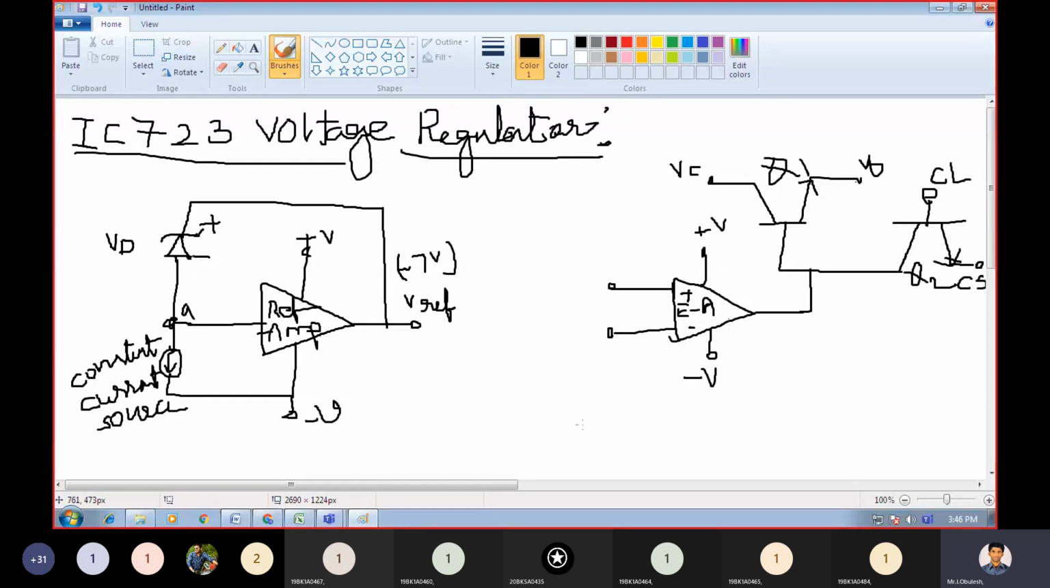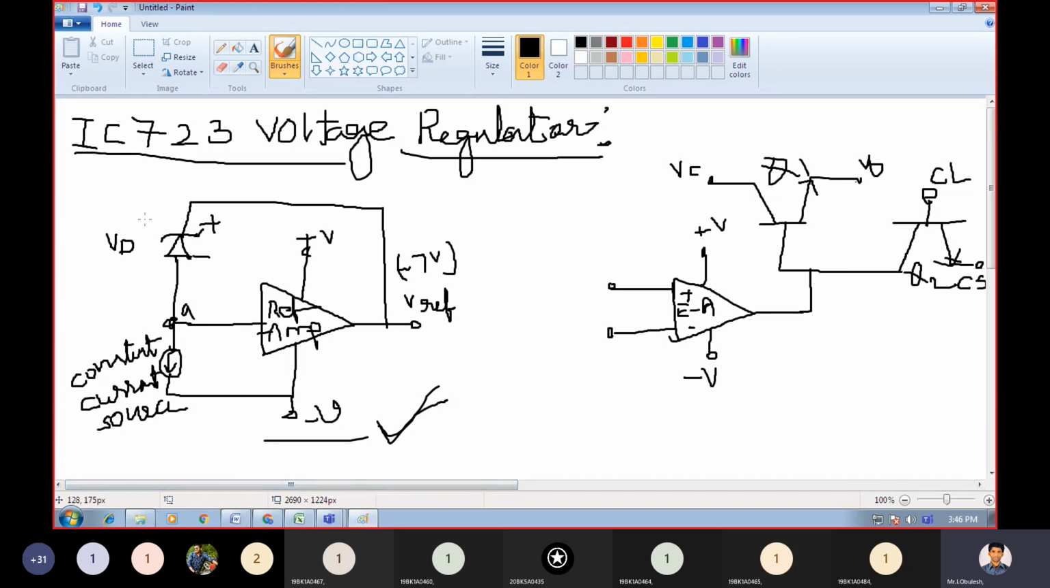So this is the block diagram of the IC 723 voltage regulator. The first one is the block diagram. So it has two separate sections: a Zener diode, a constant current source, and a reference op-amp.